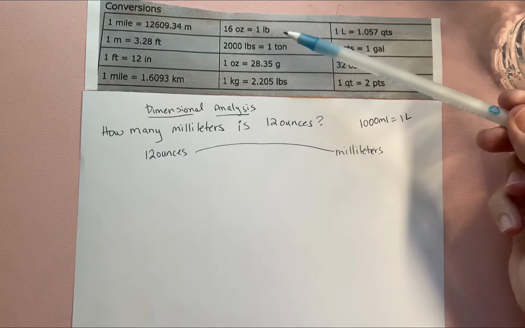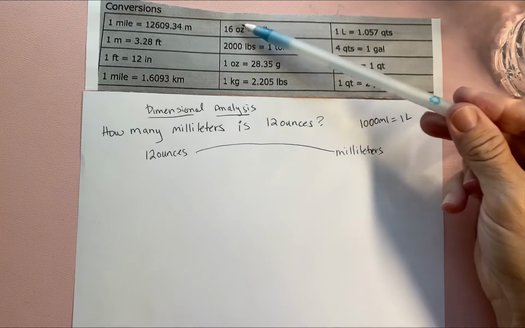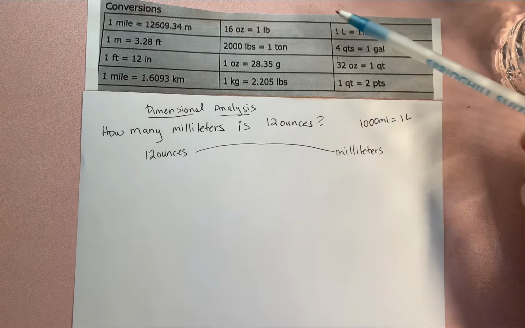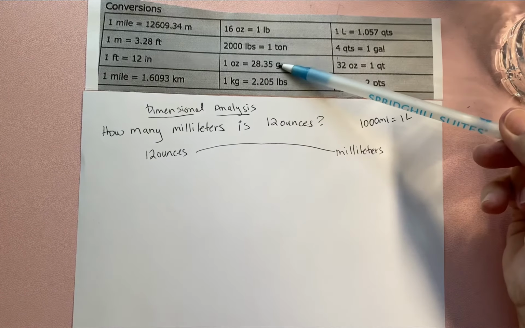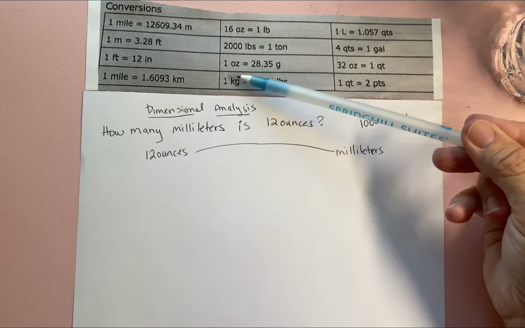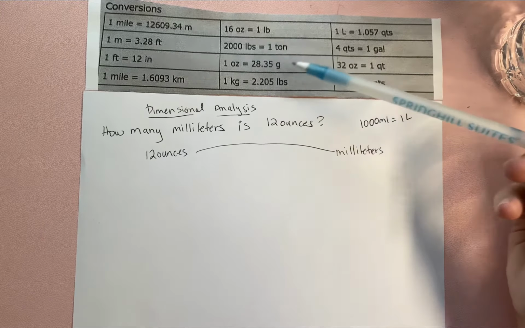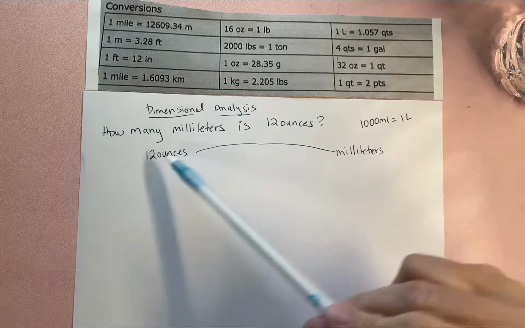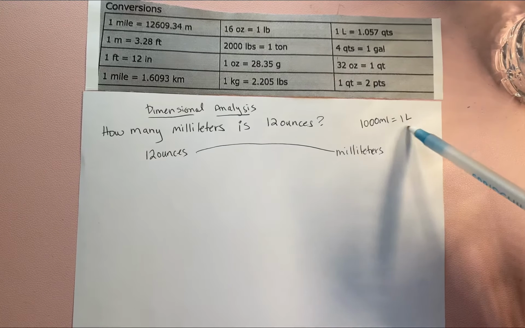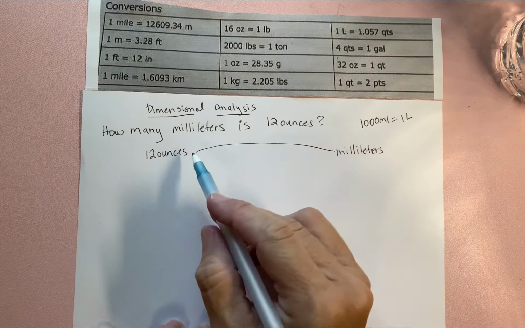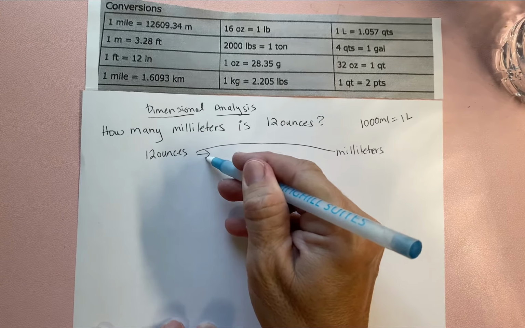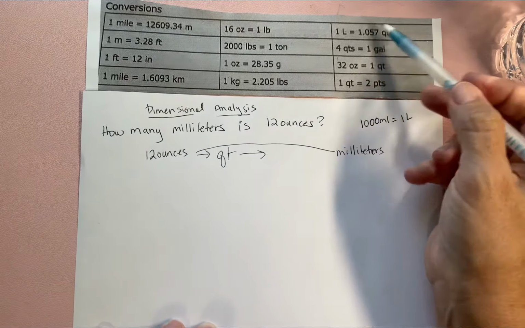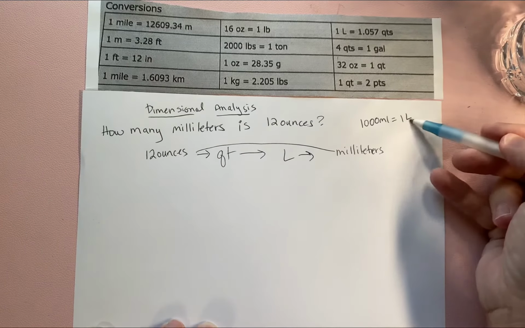So we need to find a path that will take us from ounces to milliliters. We see ounces to pound, and then pound to ton. That's not going to get us to liters or milliliters. We see ounces to grams, again, kilograms, and then to pounds. That's not going to get us anywhere. But we see ounces to quart and quart to liter. So we can go ounces to quart, quart to liter, liter to milliliter. So I'm going to go ahead and write that down so we stay on the same path. Ounces to quart, quart to liter, and then liter to milliliters.